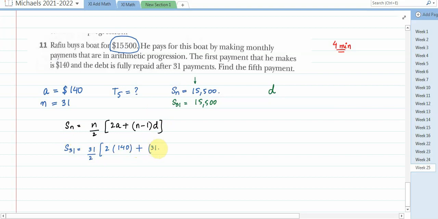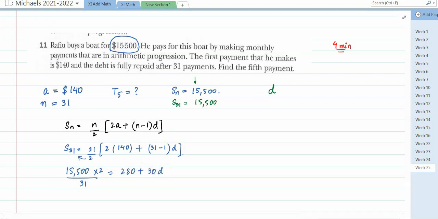It's 31 minus 1 times d. The value of S31 is 15,500. This 2 when you shift, it will be times 2 and divided by 31 is equal to 2 into 140 leads to 280 plus 31 minus 1 is 30 times d. Alright, now you need to solve it with the help of a calculator.